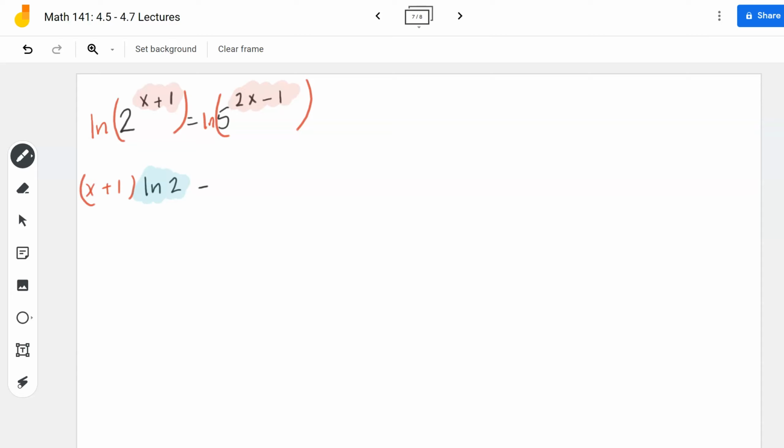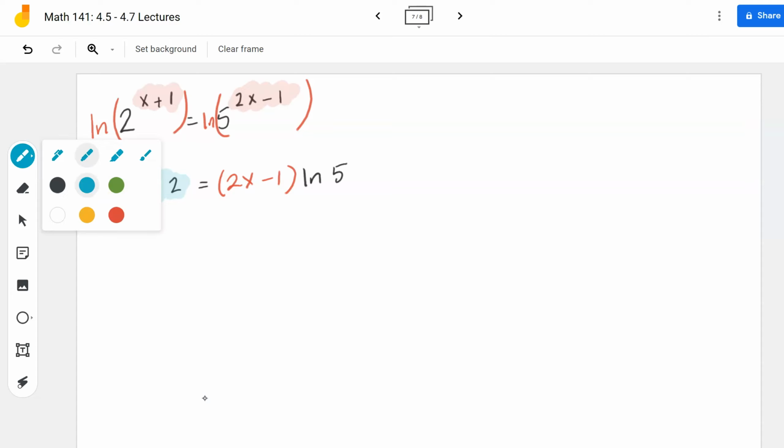This is all equal to, again, we get to bring down the exponent because of the power rule. So 2x minus 1, making sure I have parentheses, and then I have the ln of 5, which again is just a number. So here's where we need to recognize, okay, sure, I can go ahead and distribute these numbers, as gross and ugly as they are, to both terms in that binomial expression that used to be my exponent.